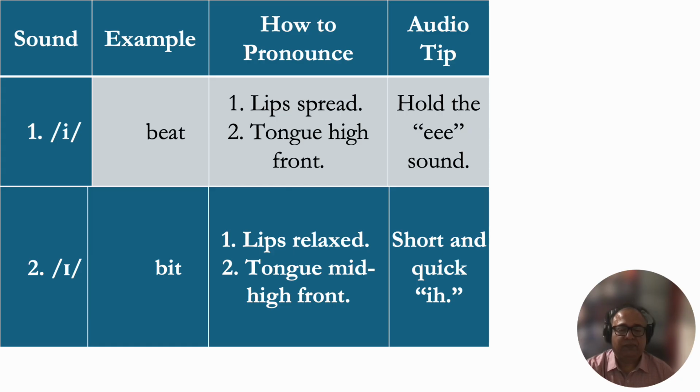Number 2 is the short version of the same vowel. This one is it. So we just pronounce E, and now it's it. Bit. How to pronounce it? Your lips are a little bit relaxed. Earlier in the longer vowel, E, they were spread. This time they're relaxed. And the tongue is slightly raised. In the previous one, it was in the high front. Now it's in mid-high front, so it goes down. And it's a short and quick it. Compare the two. E, it. Okay?